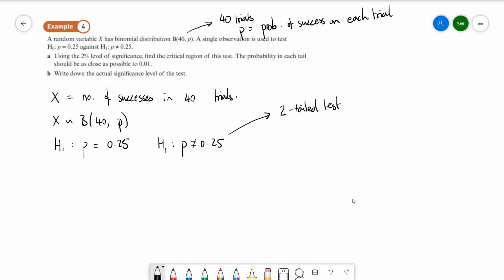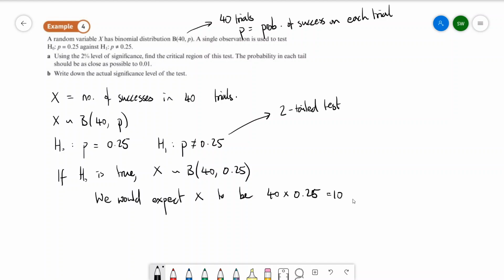So the next thing that we do in a hypothesis test is we say, well, if H0 is true, and the probability is 0.25, then x would be binomially distributed with 40 trials and the probability would be 0.25. Now it's useful at this point to work out what you would expect x to be. Well, if you've got 40 trials and the probability is 0.25, we'd expect x to be 10. So that means we would expect to have about 10 successes.